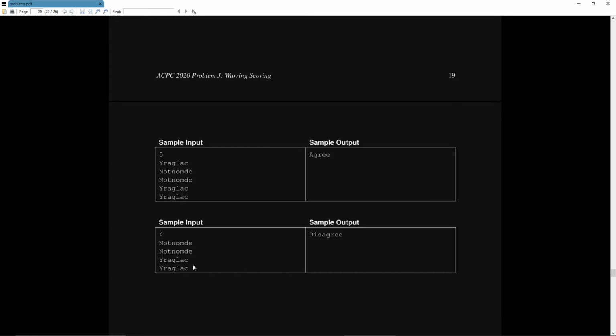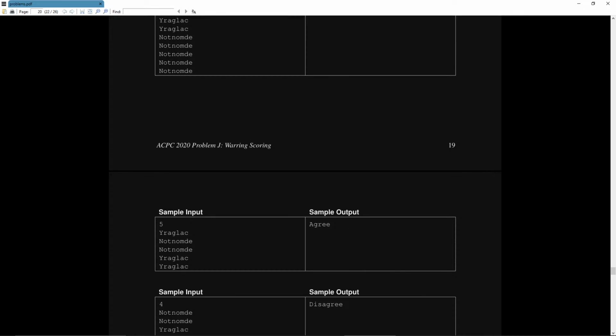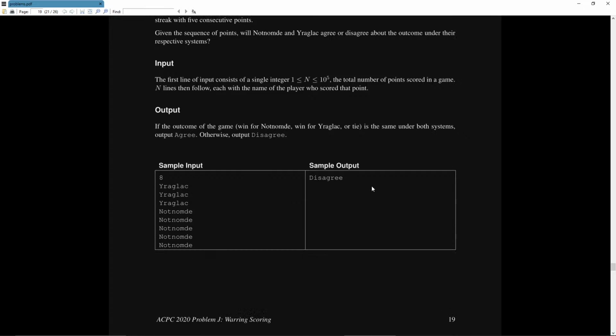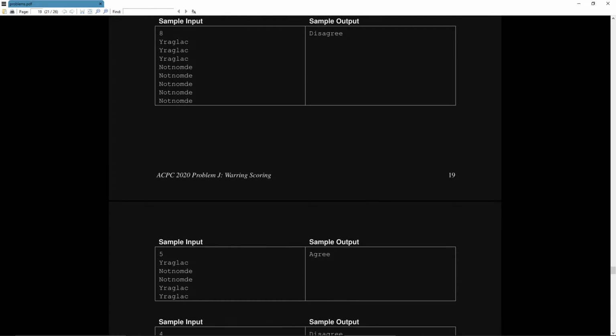And in this case, they both have a longest consecutive streak of 2. So they tie under Notnomed's system, but Notnomed's lead is 2 points after the first 2 points have been scored, and Irglak never has a lead. So it's a tie under one system, but a Notnomed win in the other system. So this one is disagree. So this is kind of the problem where it takes a little while to explain what's going on, but I think in order to understand it and implement it, you don't really need to be super creative to do this.